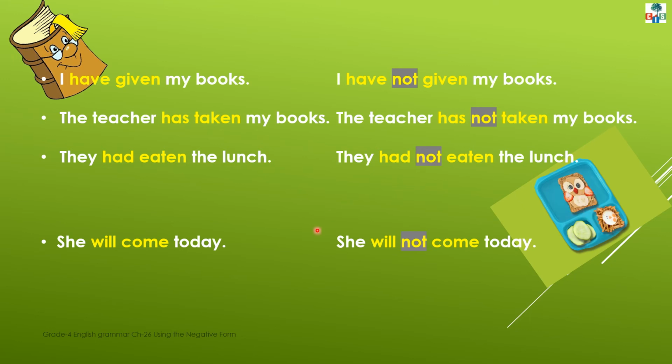And yes, children, with will, we will use the base form of the verb. She will come today. And when we change it to negative, we will use not after the helping verb will. She will not come today. Clear? Shall we move towards our exercise, children?